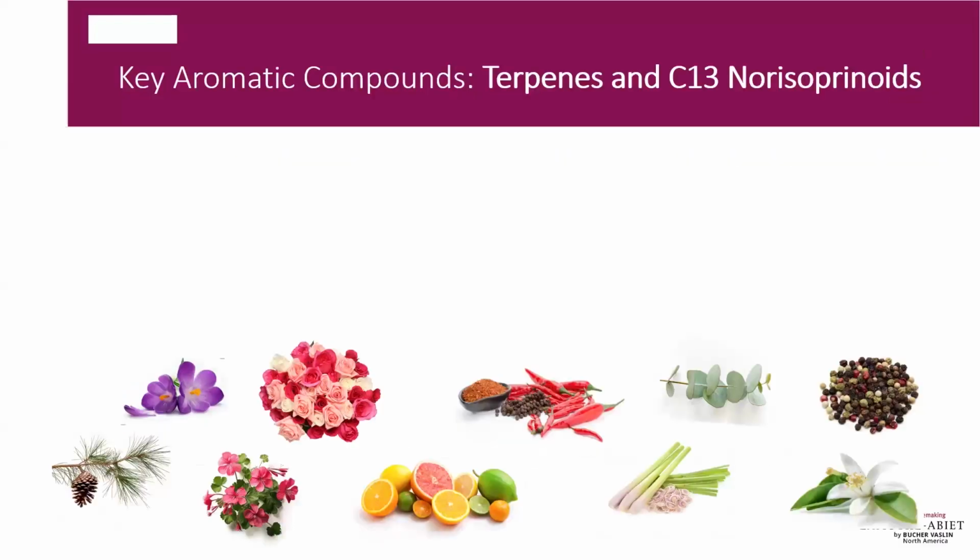Then two other families of compounds I wanted to talk about today are the terpenes and the C13 norisoprenoids. That's not easy to pronounce. So there are over 30,000 known terpenes in the plant kingdom. They give each plant its unique scent, color, or aromas. To give you an example, terpenes are what gives lemon its citrus scent, and also nutmeg its characteristic warm and spicy flavor.